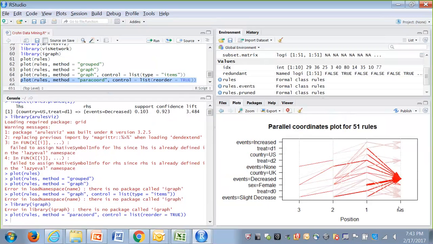All right, so what we see here is quite interesting. These are all our rules being plotted against our particular categories here. And what we do see is this particular grouping towards the events decrease on our RHS. That's quite important. With females, also quite important. So that's something we need to look at. Let me look at the other graph here, and I think this is the one I want to run.